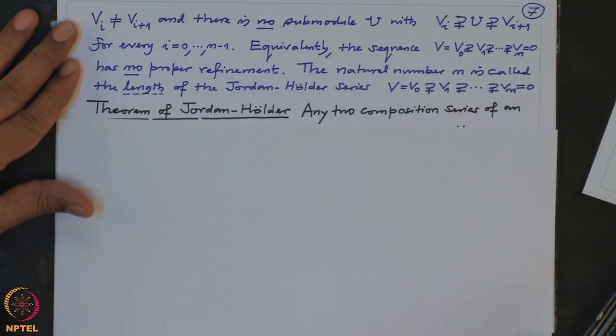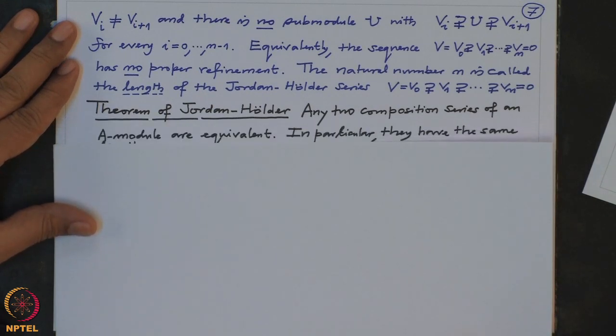So, the next theorem is the Jordan-Holder theorem, which says that any two composition series of a module are equivalent. That means, in particular, they have the same number of terms, so they have the same length.